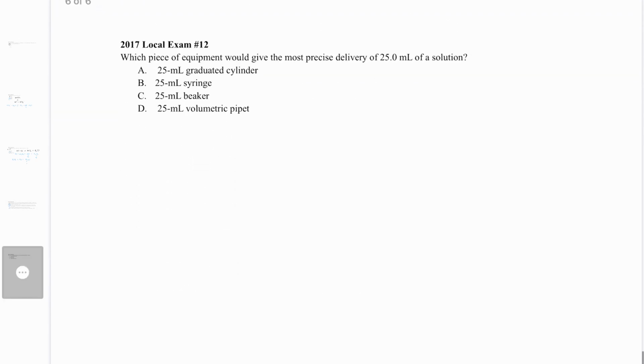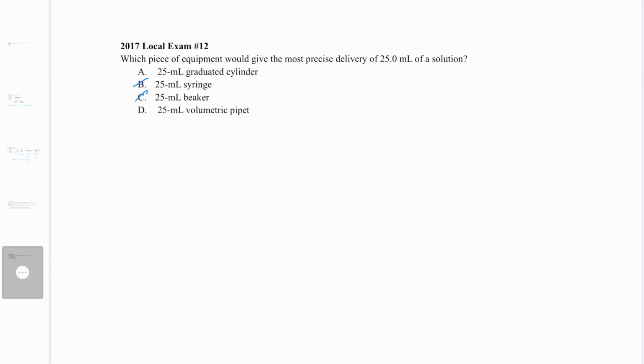Let's go to the last question. Which piece of equipment will give the most precise delivery of 25 ml of a solution? So A, 25 ml graduated cylinder. That's an okay choice. A graduated cylinder would be a pretty good option. B, 25 ml syringe. You don't really use syringes. C, 25 ml beaker. A beaker does not count as volumetric glassware because it's not accurate enough, so you really shouldn't be using it to have the most precise delivery. So you wouldn't use a beaker.